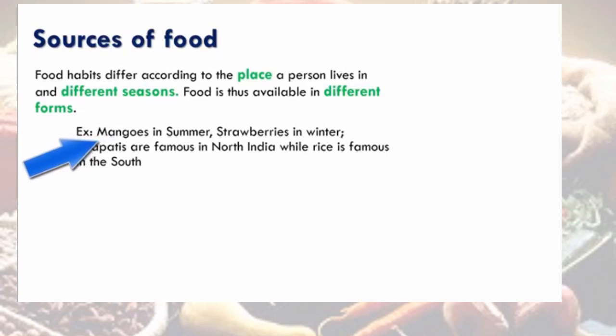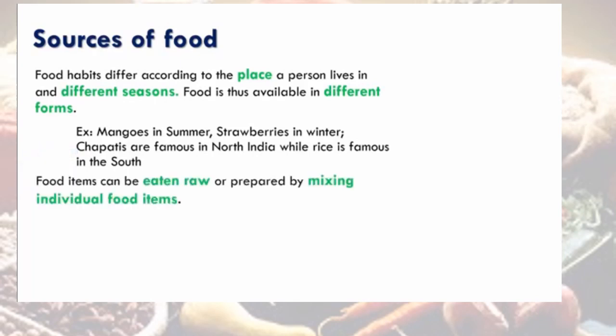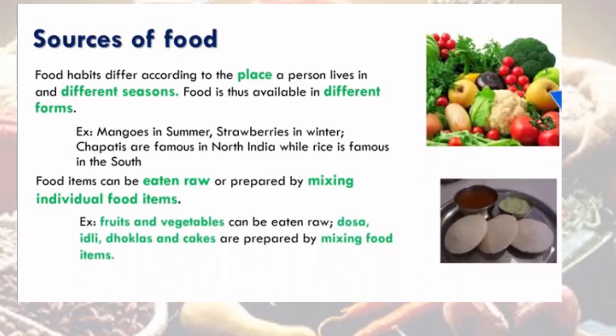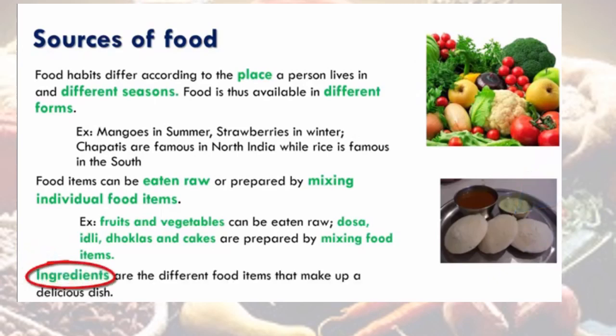Now, with respect to place, chapatis, as we have seen, are famous in North India, while rice is famous in the south. Food items can be eaten raw or prepared by mixing individual food items. Can you name a few food items that can be eaten raw? Yes. Fruits and vegetables can be eaten raw, whereas food items such as idli, dosa, dhokla and cakes are prepared by mixing food items. Ingredients are the different food items that make up a delicious dish.